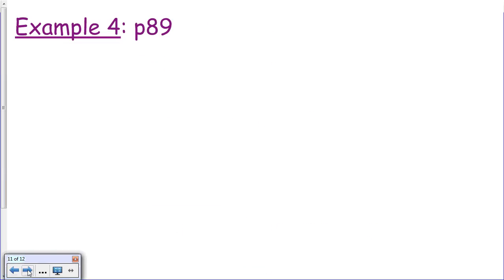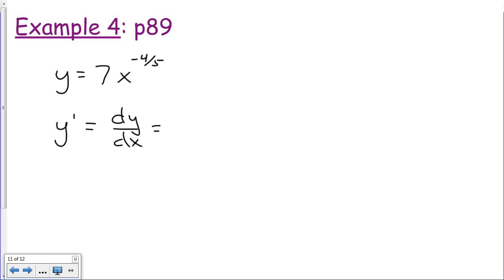Example 4 there on page 89 says, if y is equal to 7 times x to the negative 4/5. So y is equal to 7 x to the negative 4/5. Write an equation for the derivative function dy dx. Okay, so you could write this as y prime. That'd be one way to do it. In fact, I'm going to write it that way just so you see that's the same as saying dy dx. Again, these are just notations that we use to indicate that we're finding a derivative.